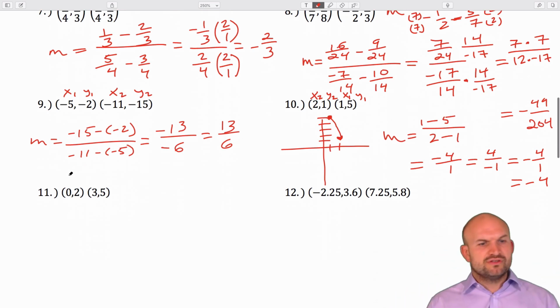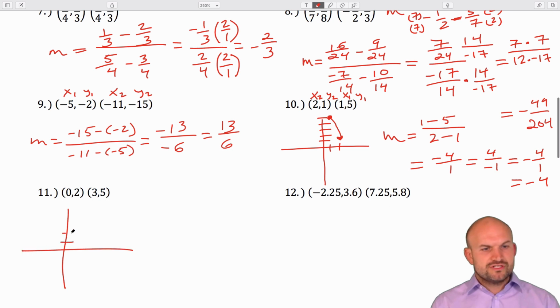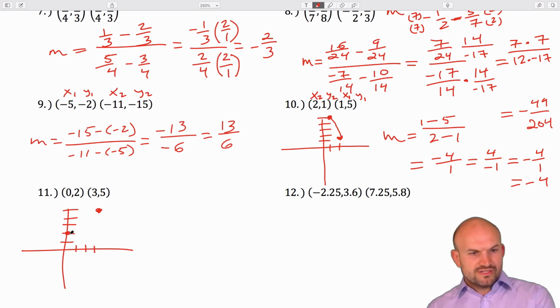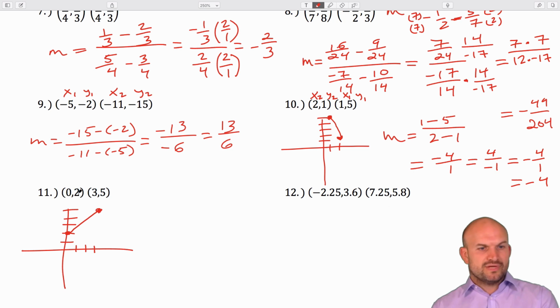Let's do this one to prove that. In this example I have 0, 2, and I have 3, 5. If I read this from left to right, making this my x1, y1 and this my x2, y2, you can see that I have a positive slope. Well, what if I want to do it the other way?